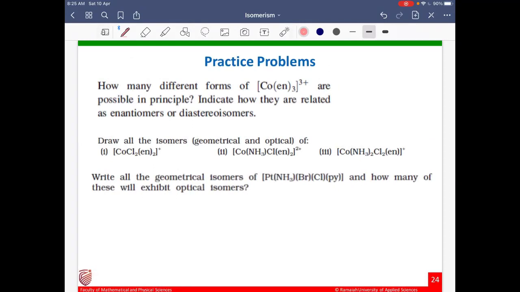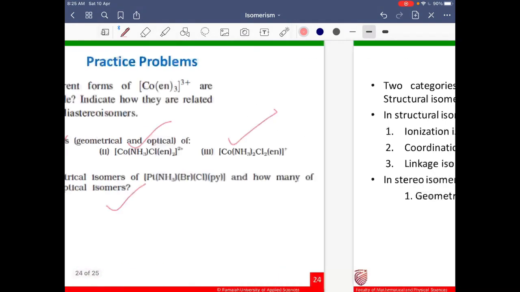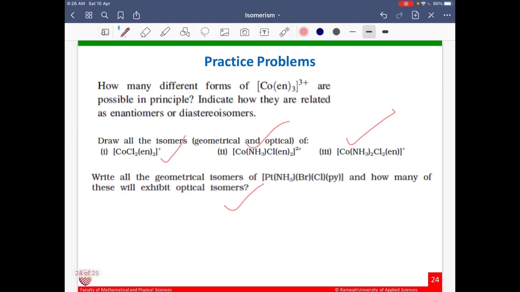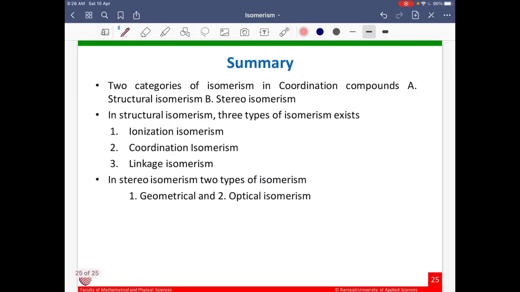How many different forms of Co(en)3 3+ are possible in principle? Indicate how they are related as enantiomers and diastereoisomers. Draw all the isomers, geometrical and optical, of the given compounds. Write all the geometrical isomers of Pt(NH3)(Br)(Cl)(Py), and how many of these will exhibit optical isomerism? So these are the practice problems that you have to solve.